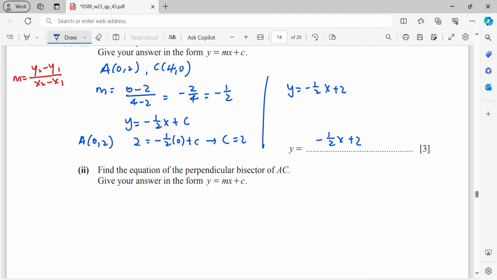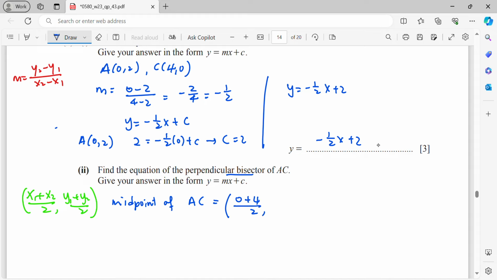Now, part 2, find the equation of the perpendicular bisector of AC. For a perpendicular bisector, we need to find the midpoint of AC. The midpoint is x1 plus x2 over 2, then y1 plus y2 over 2. That is the formula for midpoint. So here I will get 0 plus 4 divided by 2, and then 2 plus 0 divided by 2. That will be 2, 1.